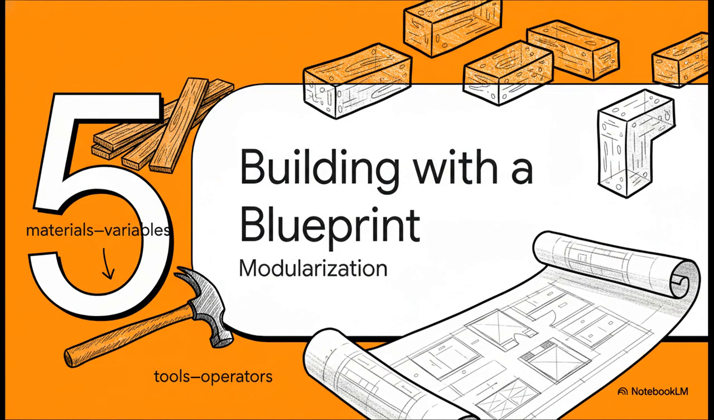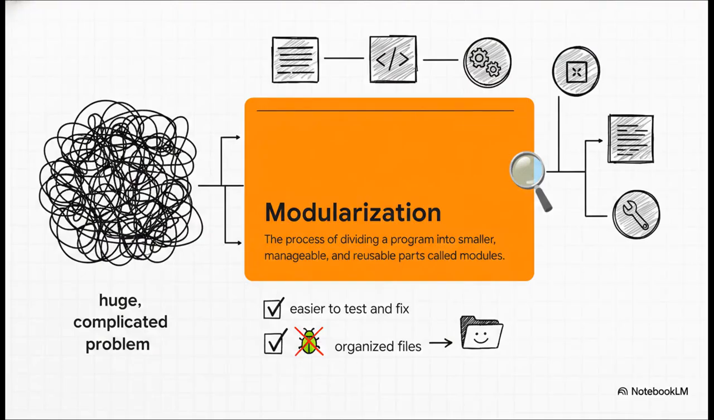All right, let's put this all together now. We've got our materials, those are the variables. We've got our tools, the operators. But a pile of wood and a hammer doesn't make a house, right? You need a blueprint, and in programming, that blueprint is called modularization. Modularization is just the big idea of breaking a huge, complicated problem down into smaller, much more manageable chunks.